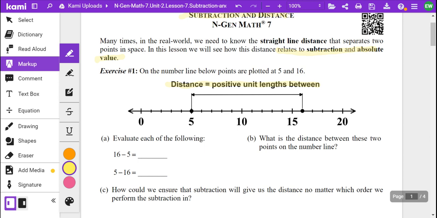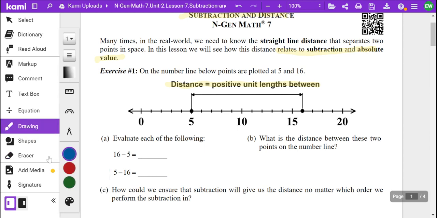So let's look at the proof of that. We're going to evaluate each of the following. 16 minus 5, you should have gotten 11. And 5 minus 16, so that's kind of like negative 16 plus 5 is negative 11. But what is the distance between those two numbers? It's 11, right? We count it here. 1, 2, 3, 4, 5, 7, 8, 9, 10, 11. 5 and 16, the distance is 11.